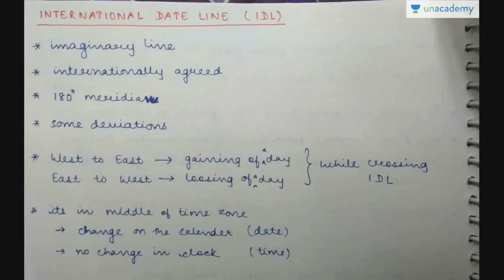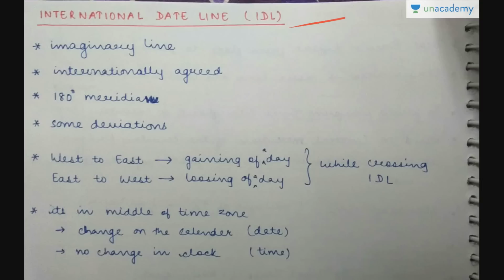Now, there is one very important concept, the international dateline. What is it? We have to remember again that the earth is divided into 24 time zones, 1 hour each, and 1 hour is 15 degree of longitude. The international dateline is an imaginary line which is internationally agreed upon. Its location is the 180 degree meridian. We also studied in the previous lesson that when we move from 0 degree to 180 degree east and 180 degree west, this 180 degree is the common, same line. This is what is known as the international dateline.